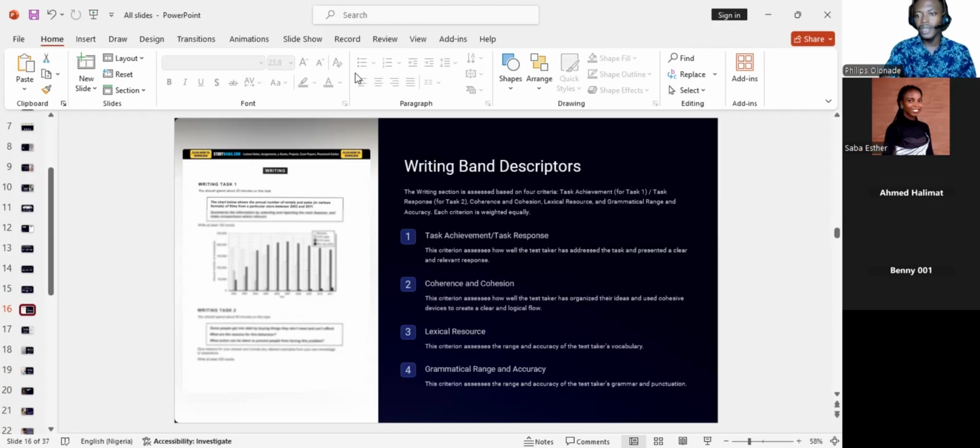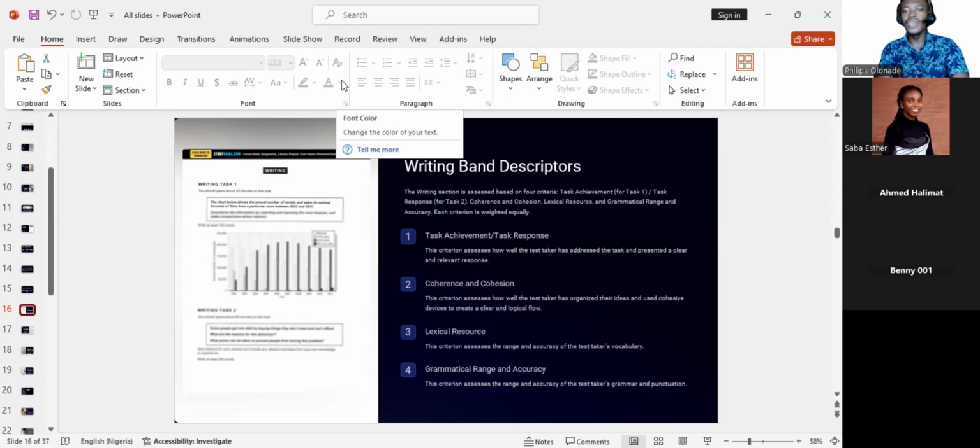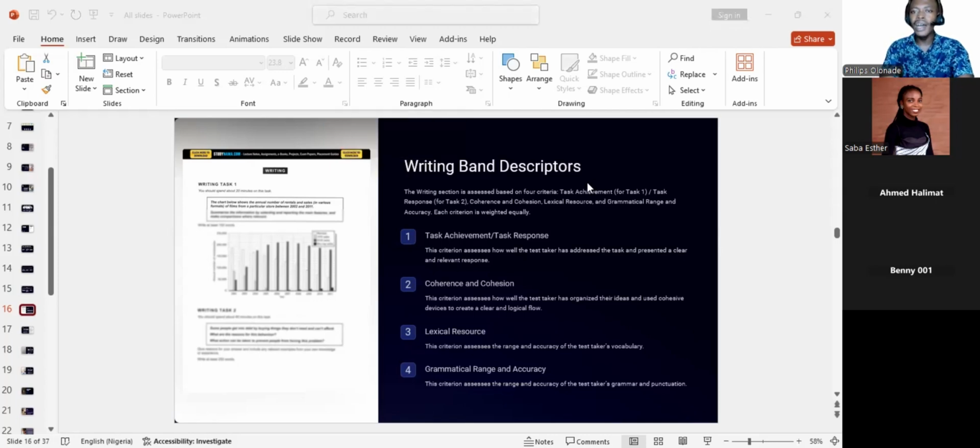So let's move on. Lexical resource. Lexical resource is another band descriptor that one does not just acquire in a short time, because it involves learning new words. Lexical resource just means how strong is your vocabulary, how many phrases do you know, how many idioms do you know, how many words do you know.